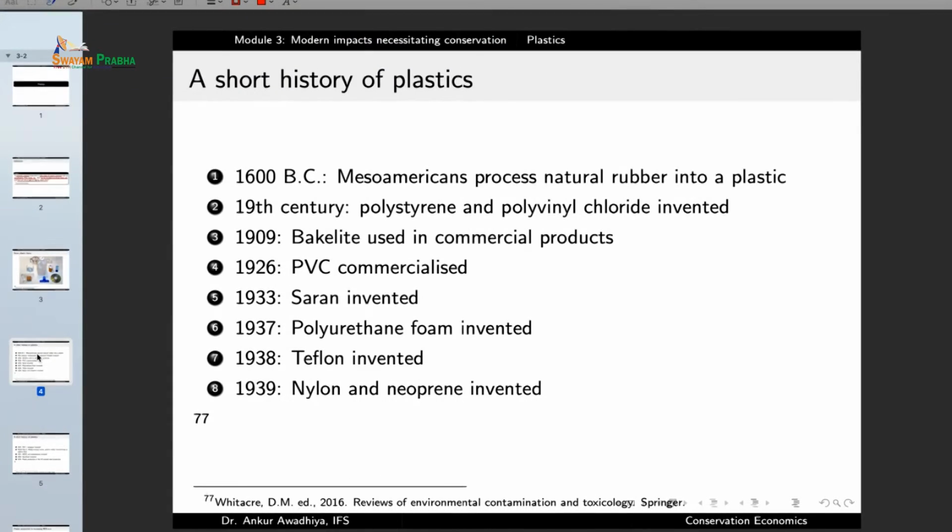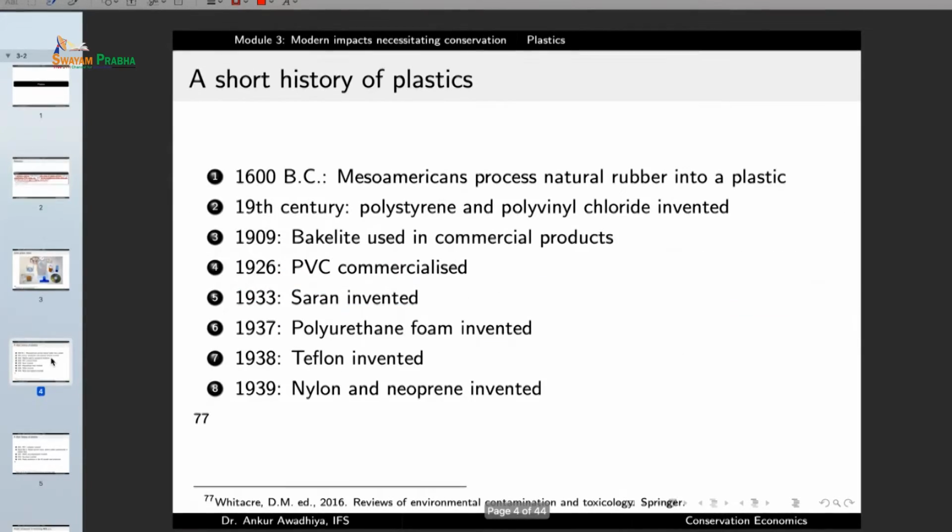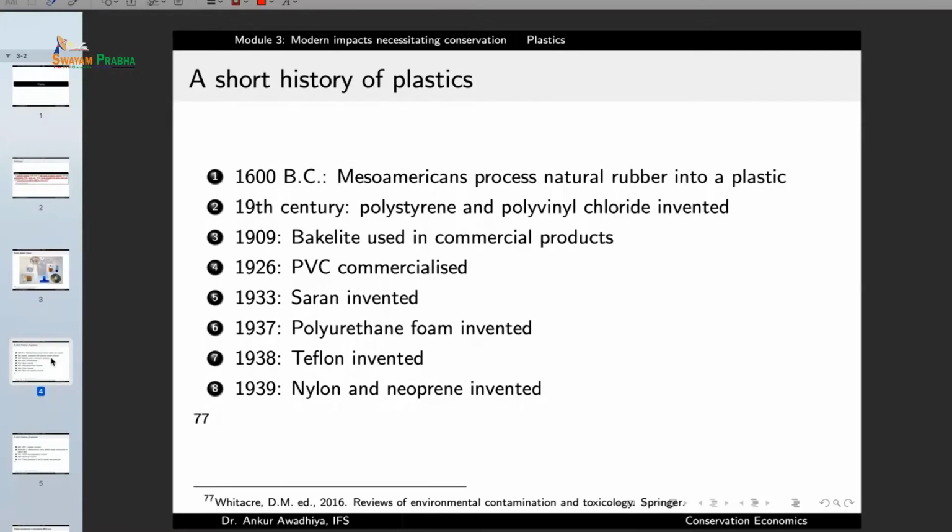How did we come into this civilization of plastics? The earliest plastics, in the terms of the synthetic material, was made in 1600 BC when Mesoamericans processed natural rubber into a plastic. So the natural rubber was converted into a plastic, and this plastic was used as a ball. So they used to play with this ball, and the history of plastics is as old as 1600 BC. Then in the 19th century, polystyrene and polyvinyl chloride were invented. And the 20th century saw the creation of a large number of plastics.